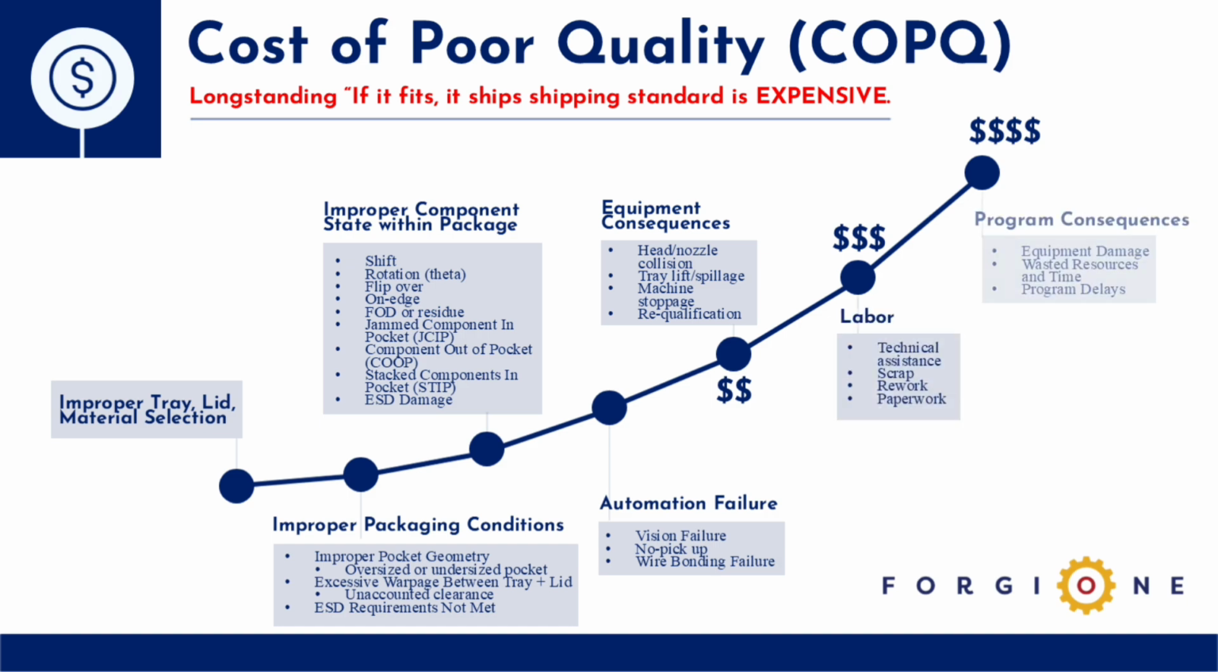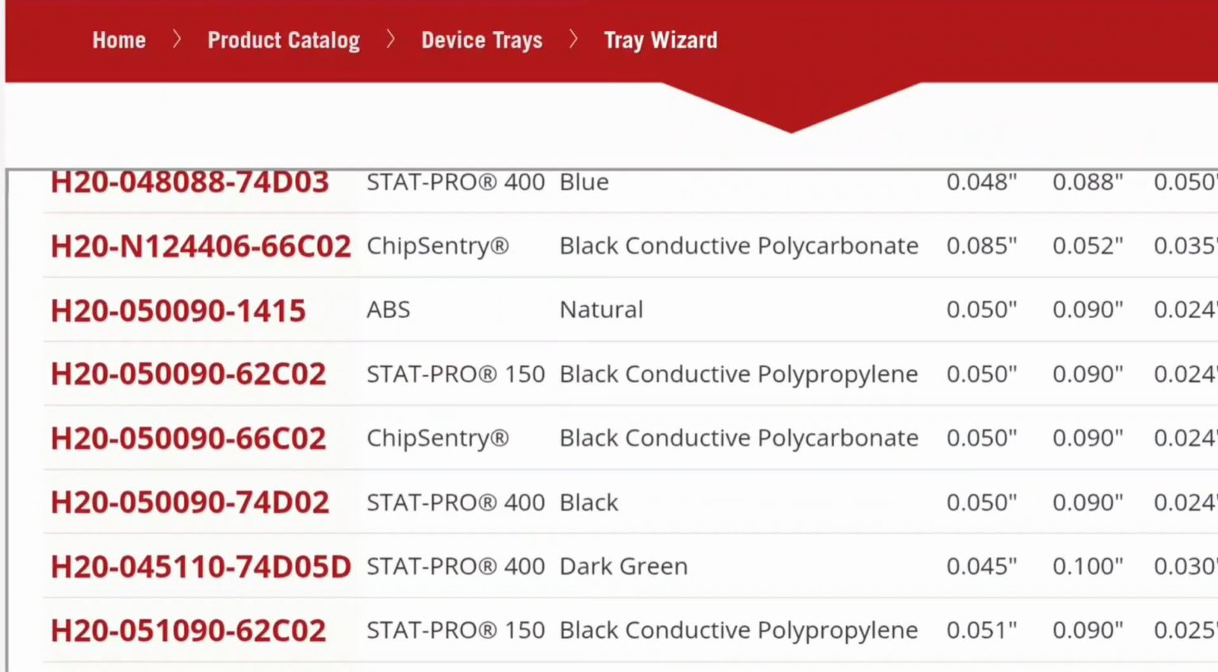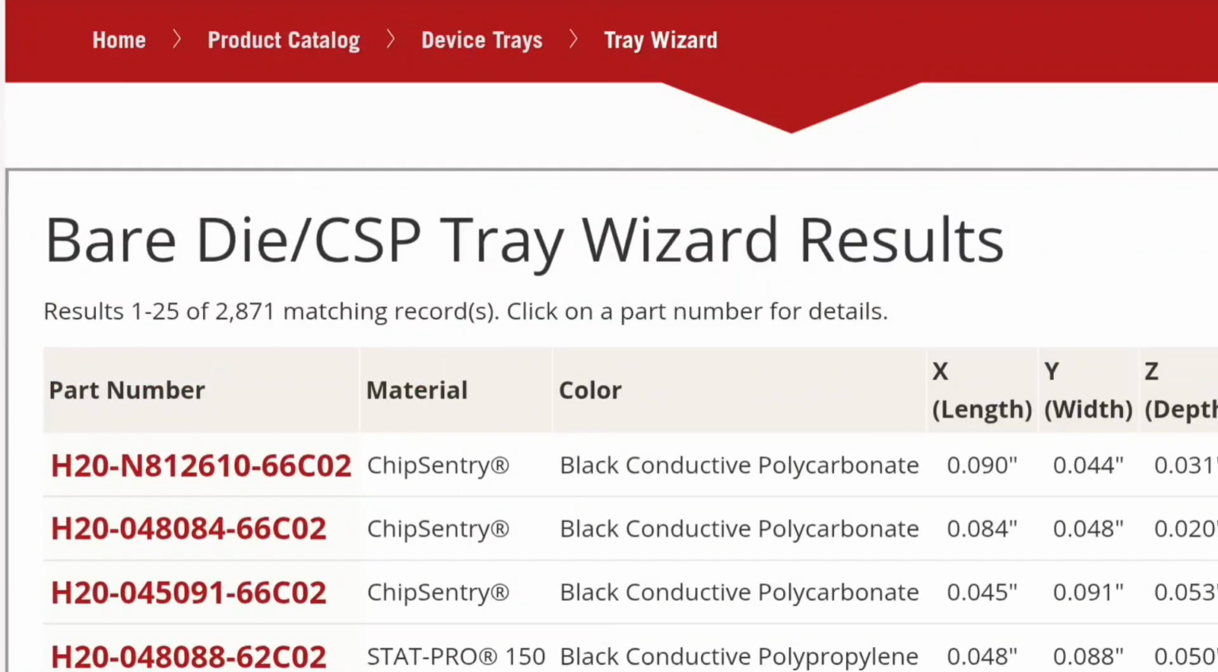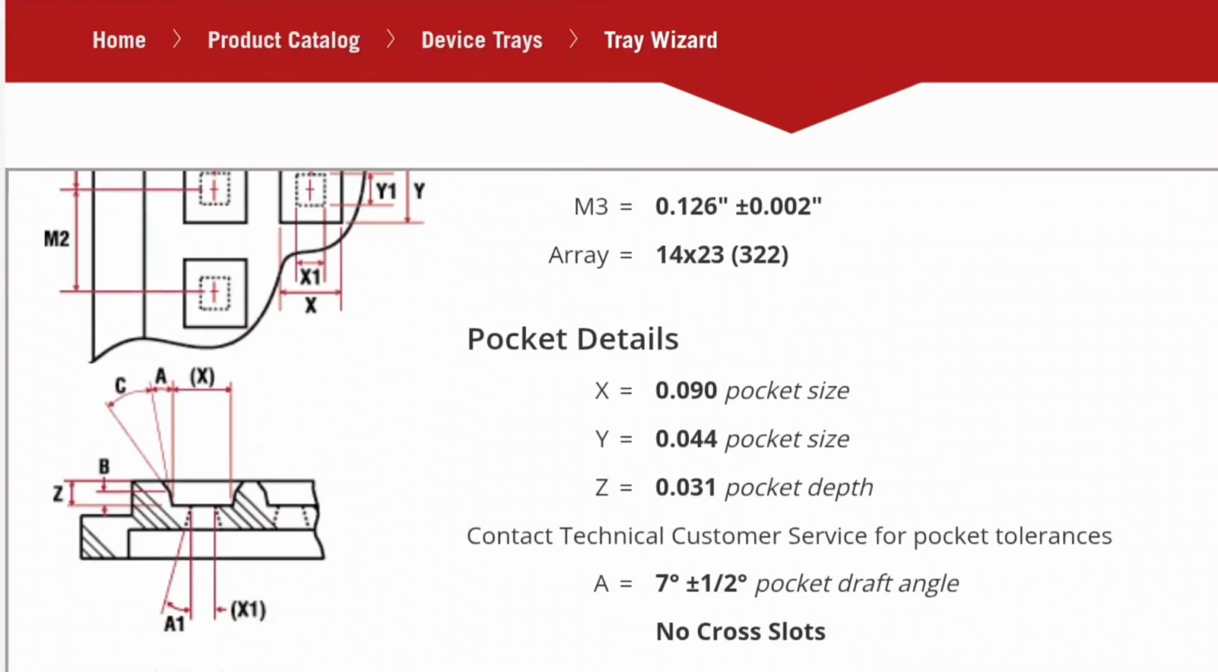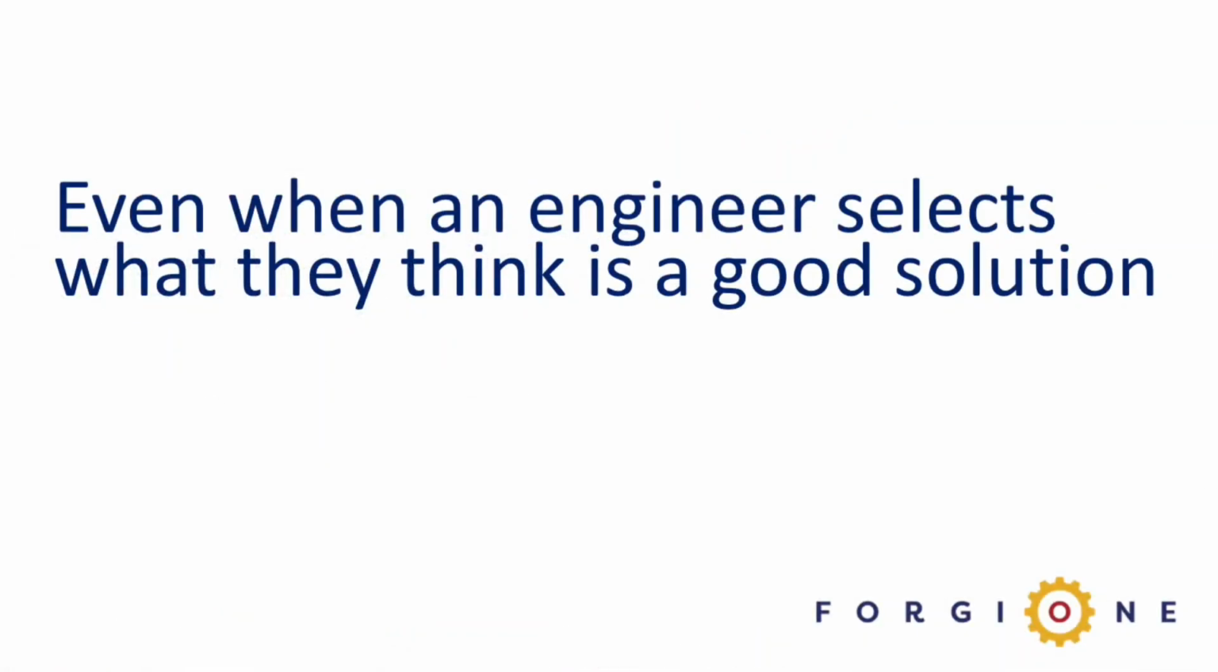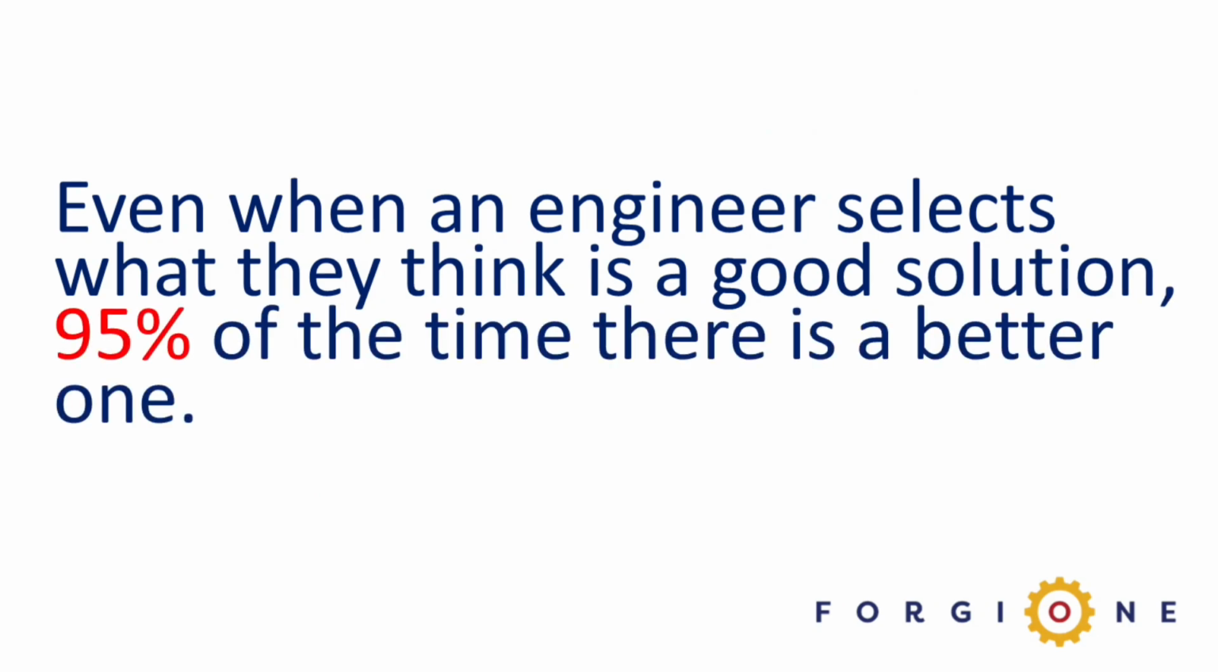X-ray usage as a standard for incoming inspection must be implemented to prevent the start of a cascading disaster, but how can a correct packaging selection occur when over 2 million permutations of tray and lid combinations exist? Even when an engineer selects what they think is a good solution, 95% of the time there is a better one.